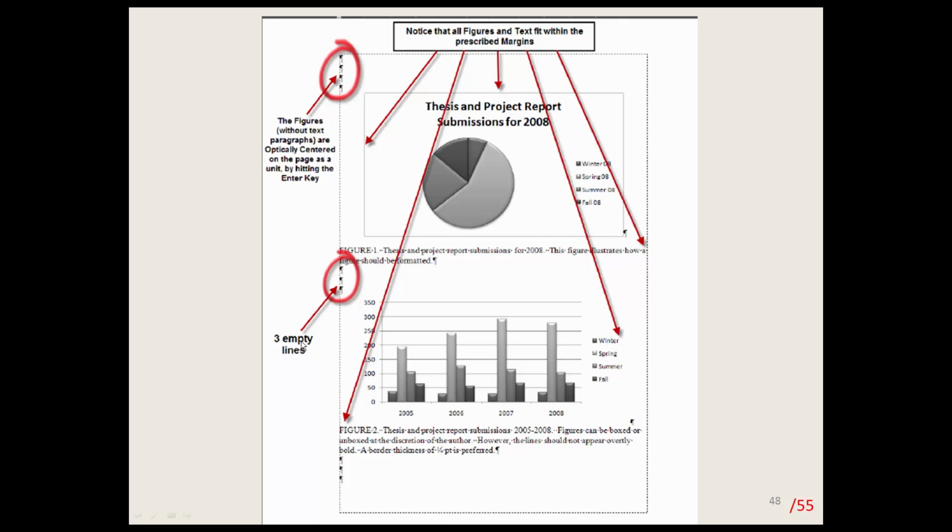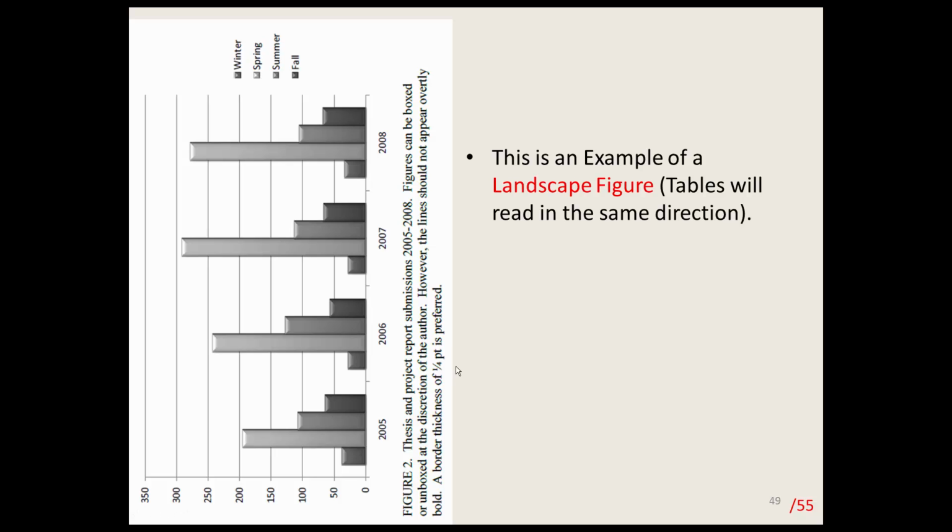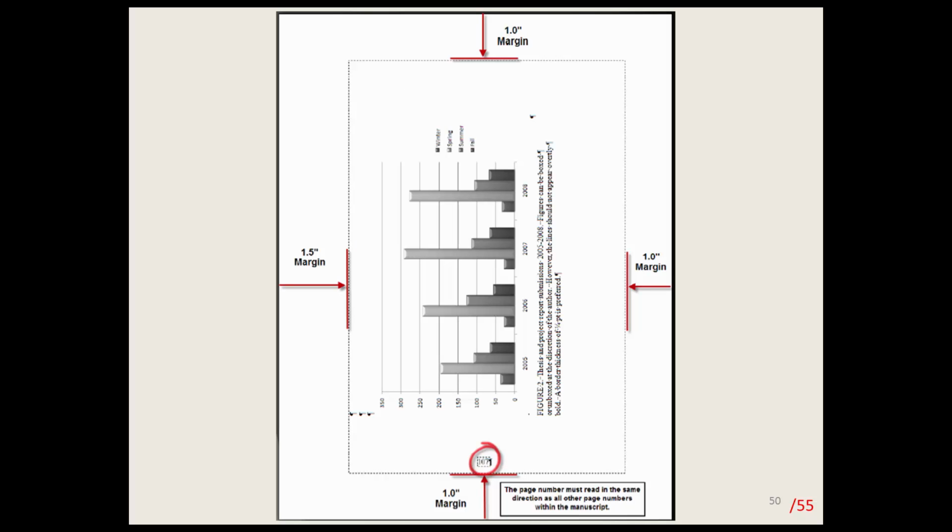Again, you need 3 empty lines between the text and the picture, or between 2 pictures that come one after the other. This is a landscape figure. Like I said, sometimes you have to use a separate paper because your picture is big. Also, you have to think about the margins. Those are the specific margins that you need to follow when you have a large picture.